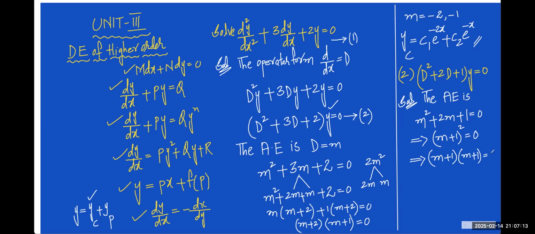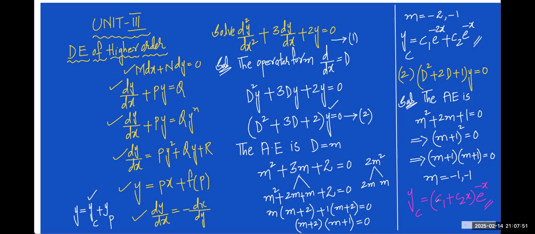So what we are getting? We are getting both of the values are same, minus 1 comma minus 1. Both roots are same. The way of writing the complementary function, yc is equal to, if you have same roots, the answer will be c1 plus c2 of x into e to the power of minus 1 into x. That's it. This is the way to write the complementary function when the roots are same.